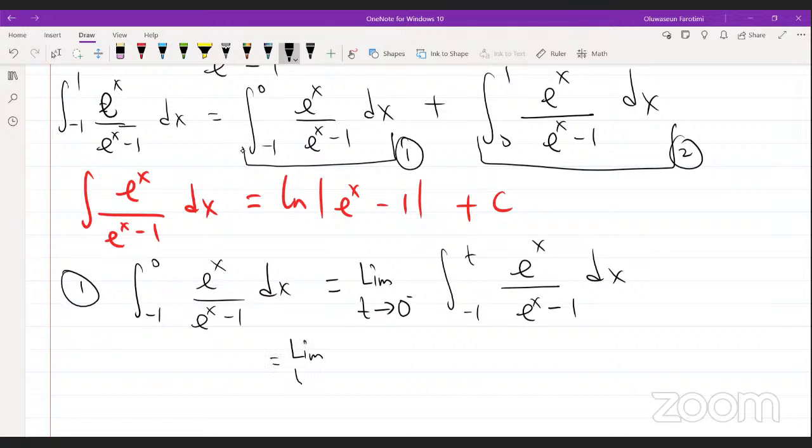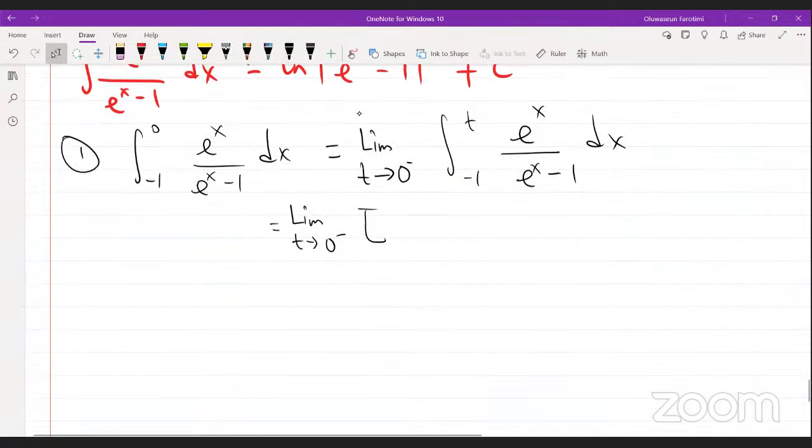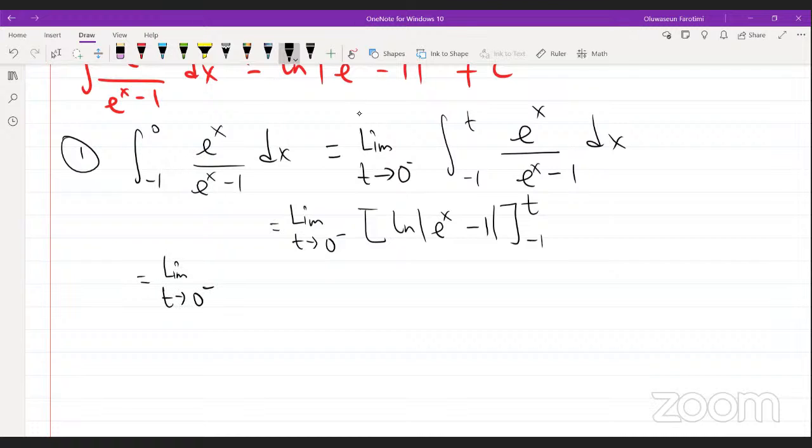So we already computed the integral. So we just write ln of this guy and you plug in your bound. This is going to be the limit as t goes to 0 from the left. You plug in the top and you plug in the bottom. So this is ln of e to the t minus 1 minus ln of e to the -1 minus 1. What do you guys think?